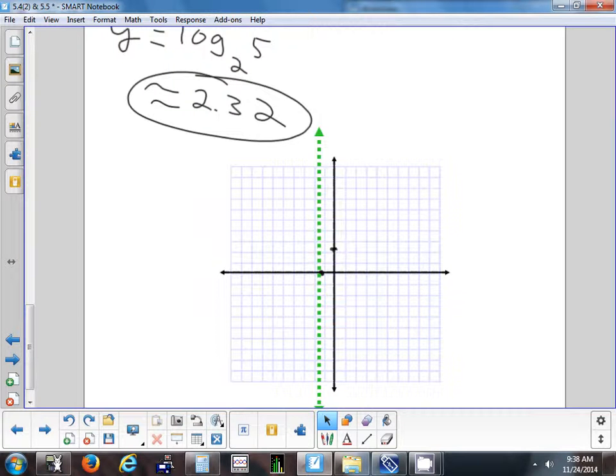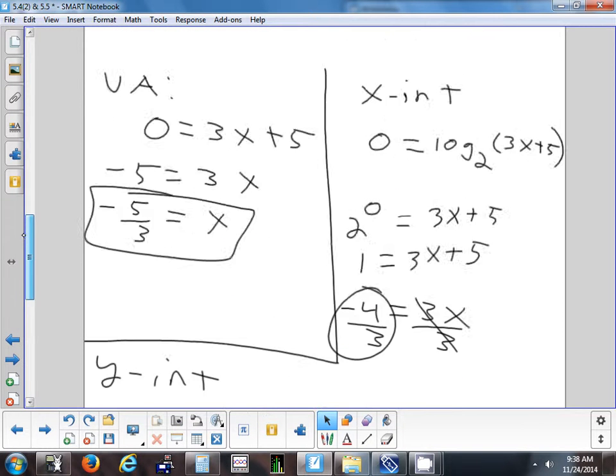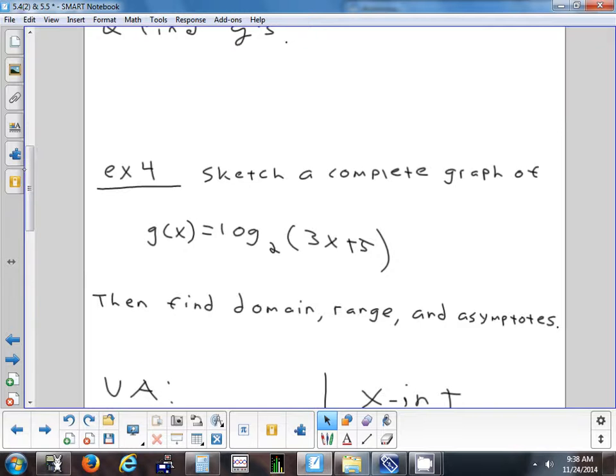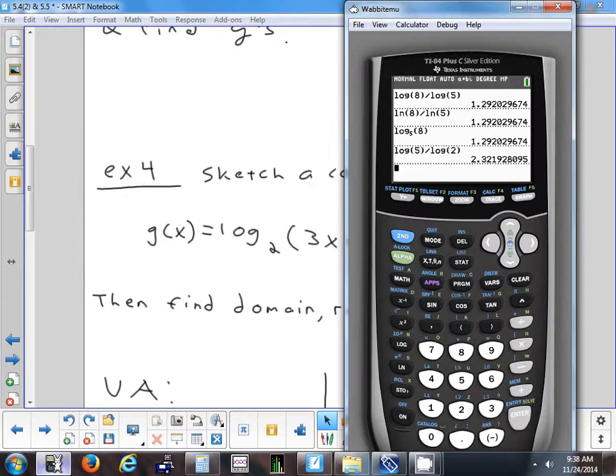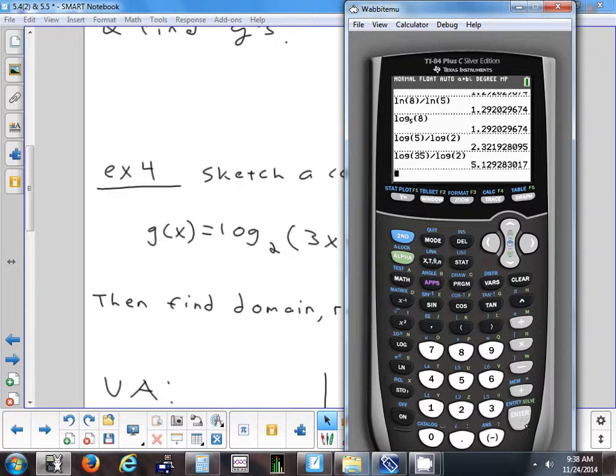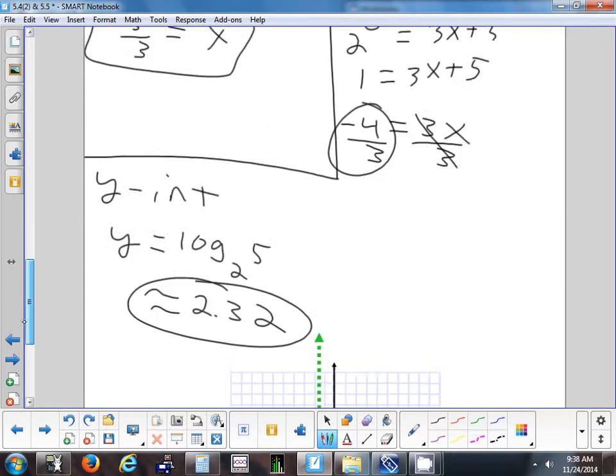And I'd say let's just get one more x value. Let's go out to when x is 10. That's just going to give us an idea of how sharply this is going to curve. Right, so when x is 10, I get, let's see, 10 times 3 is 30, plus 5 is 35. It's log of 35 base 2. And again, you don't have to use 10. I just picked 10 because I like 10. So we get about 5.1. So it's not going up that fast.